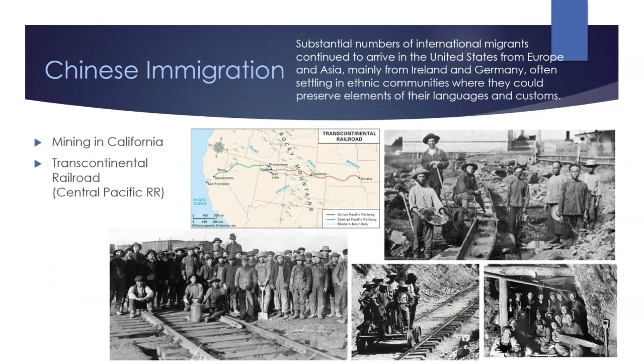Although a much smaller group compared to the Irish and the Germans, Chinese immigrants were a significant group arriving in the western part of the United States, particularly in California. Many came during the gold rush, resulting in a thriving area called Chinatown in the San Francisco Bay Area. If not working as miners directly, many ran laundries and restaurants and general stores that catered to the miners' needs.